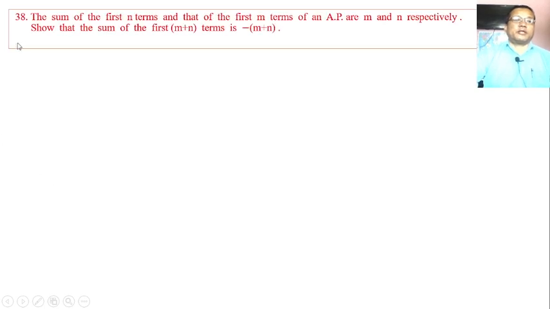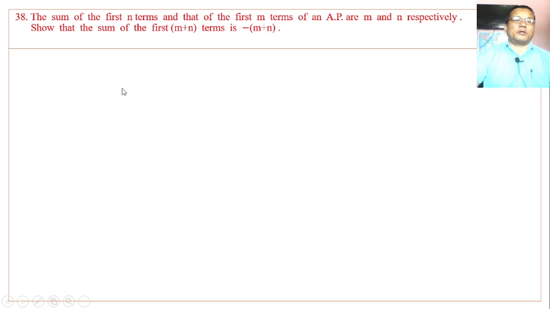Question number 38. The sum of the first n terms and the first m terms of an AP are m and n respectively. Show that the sum of the first m plus n terms is minus (m plus n).